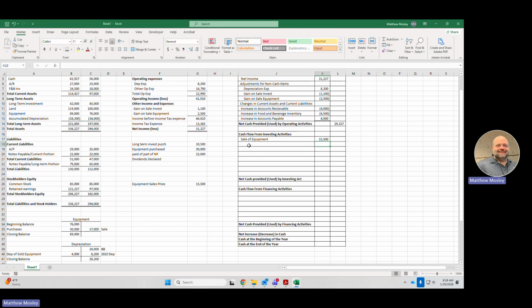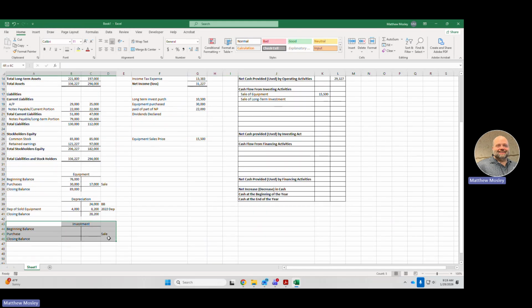But this one here had two sales. If you take a look, we have long-term investment purchases of 10,500. But long-term investment went down. So it's clear that we sold some of our long-term investments. So we're going to go ahead, sale of long-term investment, and I'm just going to move this over here.